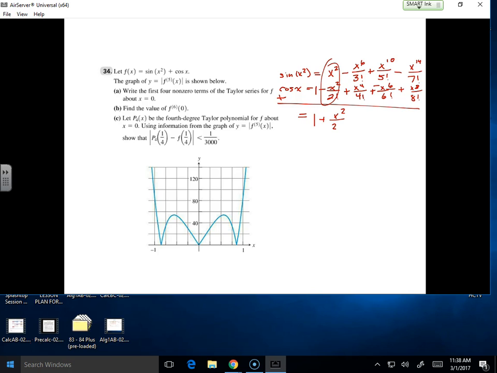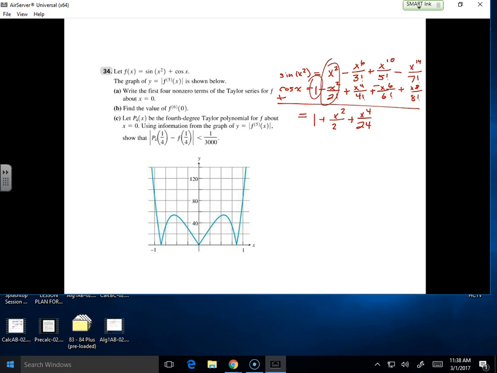And then we have x to the 4th over 24. I think that's what you said. Wait, why is it over 24? 4 times 3 times 2 times 1. Oh, factorial. And the first 4 non-zero terms.